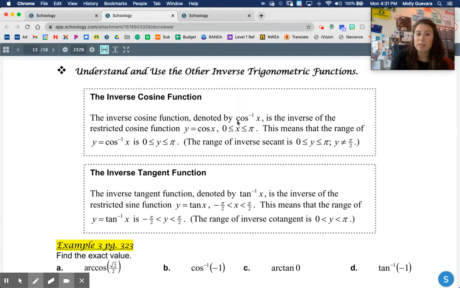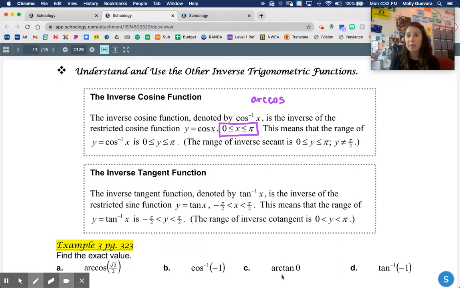So again, the notation is the same, either the negative 1 up on the cosine as a superscript, or we can say arc cosine, okay? Arc cosine as well. Now the only difference is cosine has a range from 0 to pi.